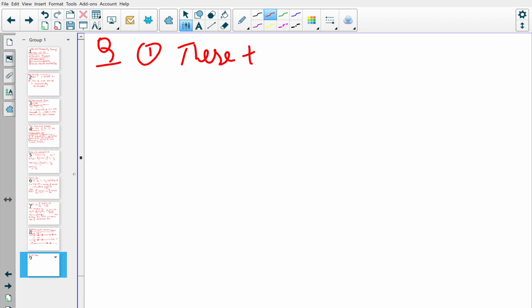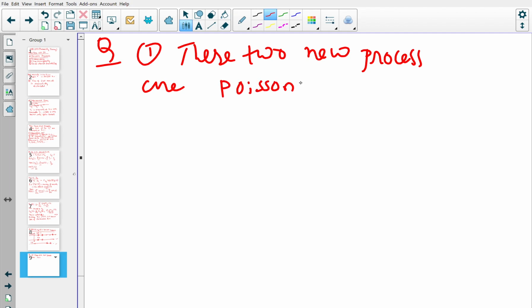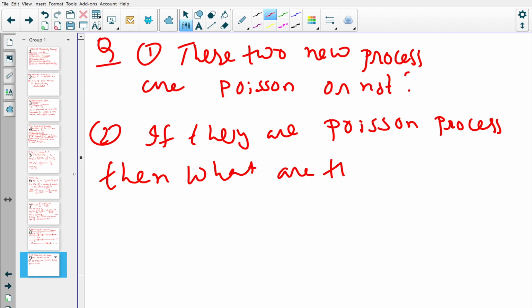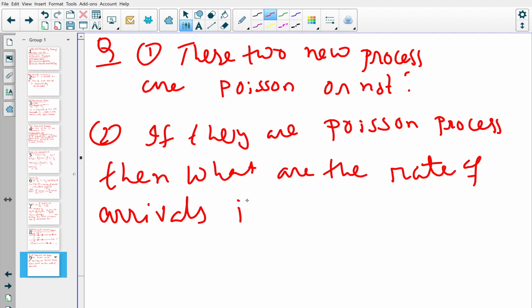So the question: are these two new processes Poisson or not? Okay, so this is a simple question. And if they are Poisson processes, then what are the rates of arrivals in each case, I mean the first one and the second one? Okay, so these are natural questions to ask.